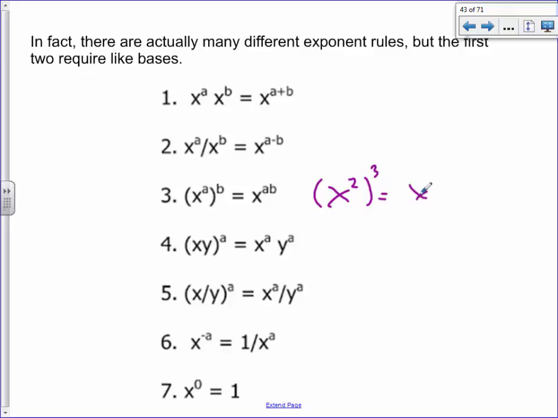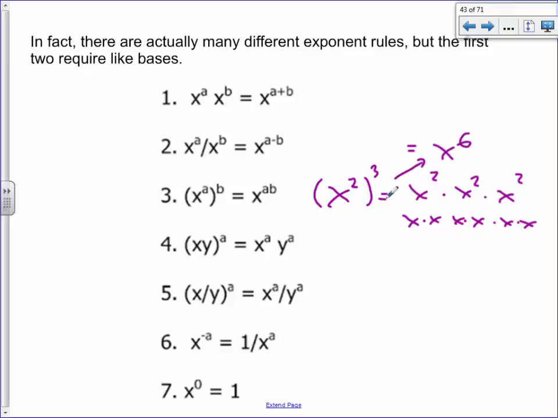So what you have is x squared times another x squared times another x squared. Well, what do each of the x squareds mean? Well, they all mean you have two of them, times by each other. Two more times by each other. Two more times by each other. So I mean, add them up. How many do you have? You have 6 of them times by each other.